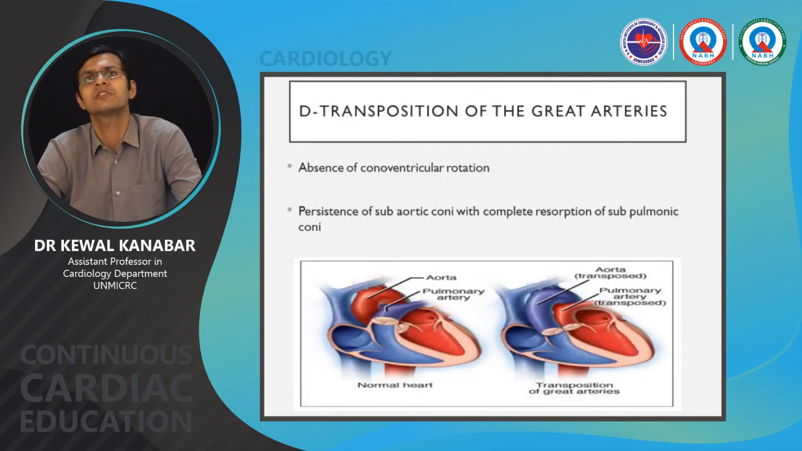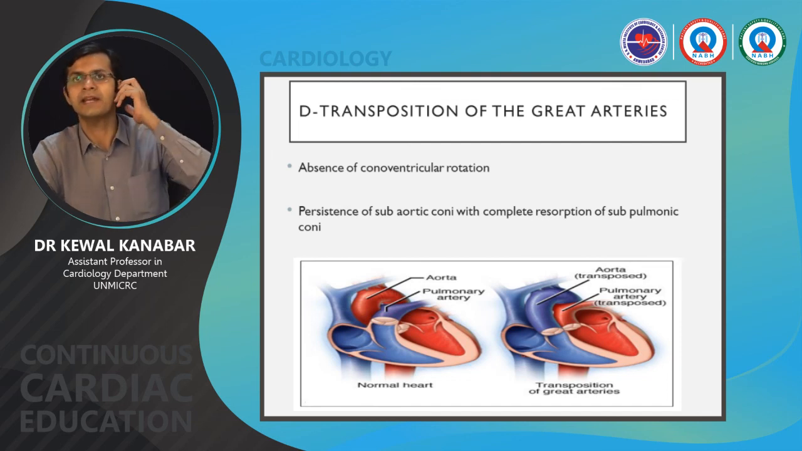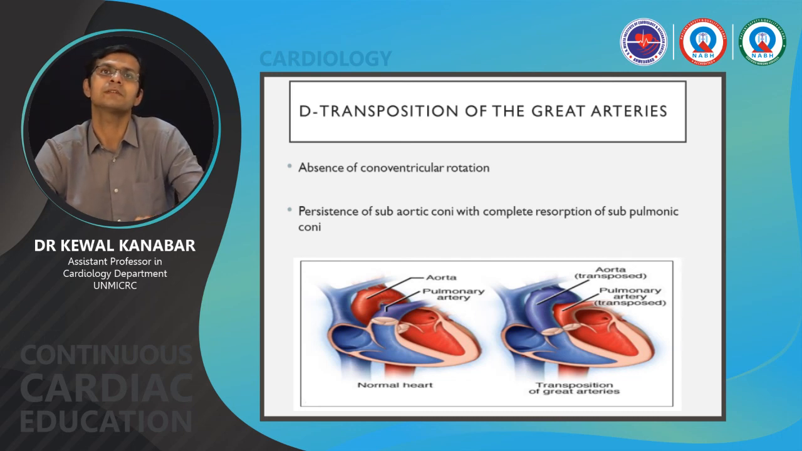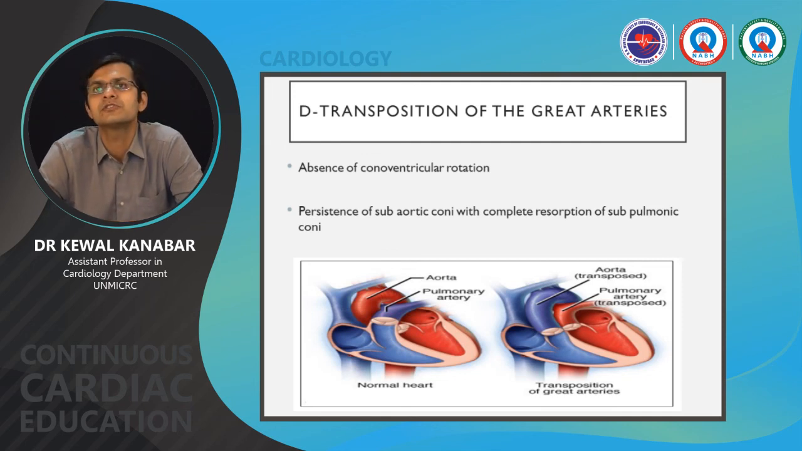The next abnormality which we are going to discuss is the DTGA, or the transposition of great arteries. The transposition of great arteries, DTGA, occurs primarily because of the absence of the conoventricular rotation, the rotation between the conal septum and the ventricular septum, and there is persistence of both coni. It is because of persistence of the subaortic conus with a complete resorption of the subpulmonic conus. So the subaortic conus is going to persist, and that is why there will be no continuity between the mitral valve and the aortic valve, whereas the subpulmonic conus resolves.